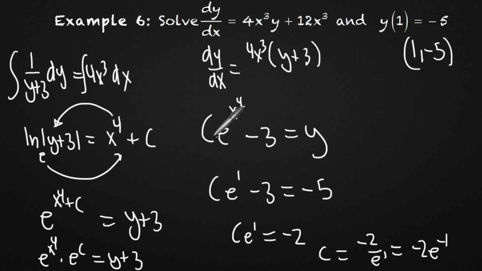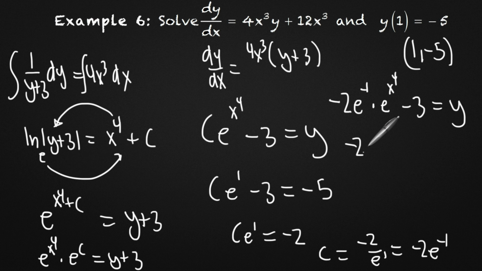So now I'm going to go back, and I'm going to plug that c back in. So that's going to give me negative 2 e to the negative 1 times e to the x to the 4th minus 3 equals y. So I have like bases, so I'm going to say negative 2 e to the x to the 4th minus 1, because I can now add the exponents together, and that's going to be minus 3 equals y.